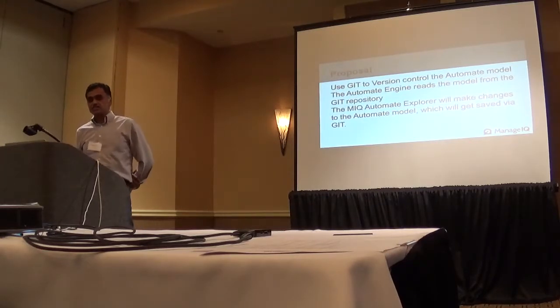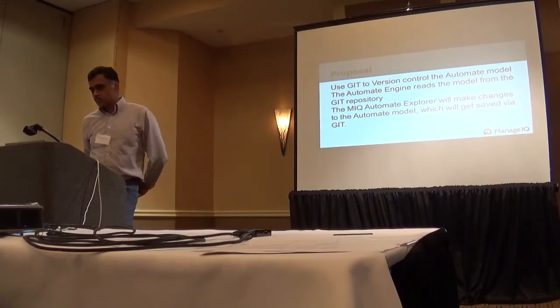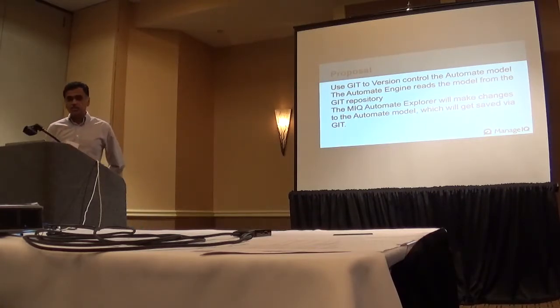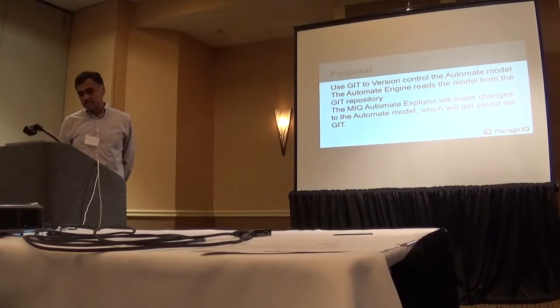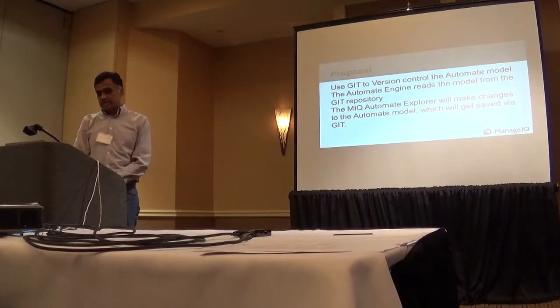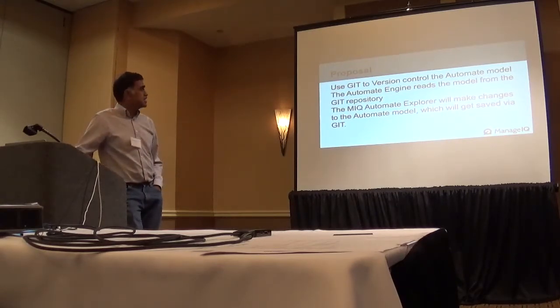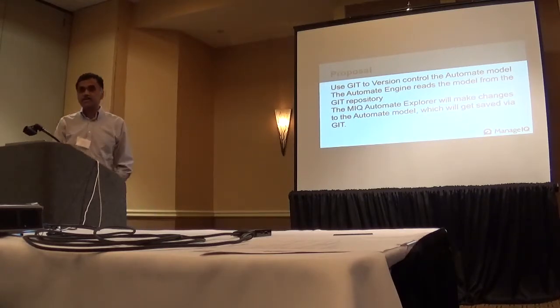So the proposal that we have is to use Git to do the version control for the Automate model. The Automate model would be stored as a Git repository. Each domain would be its own little repository. The Automate engine would read the model from the Git repository, and the MIQ Automate Explorer will make changes to the Automate model, which will get saved by Git. So Git would sit in between the read-write operations, and you get some of the benefits of version control and also the compression that's built into Git, which lets you save space, because some of the YAML files are pretty small, barely hundreds of bytes of data.